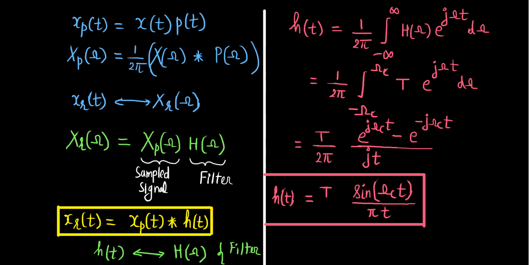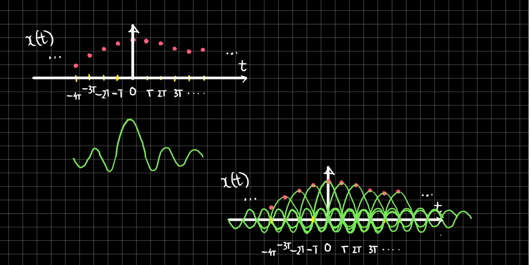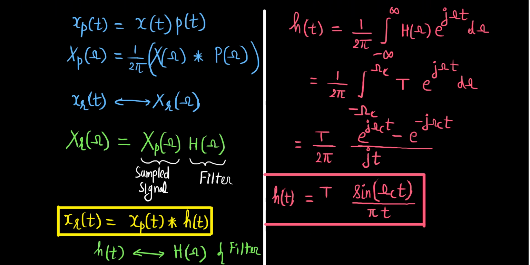Now what is this h of t? How does it look like? This h of t simply looks like a signal something like this. You can see that this signal looks like this. It is having the sine wave appearance that decays with time. So this is what is sine omega ct upon pi t.